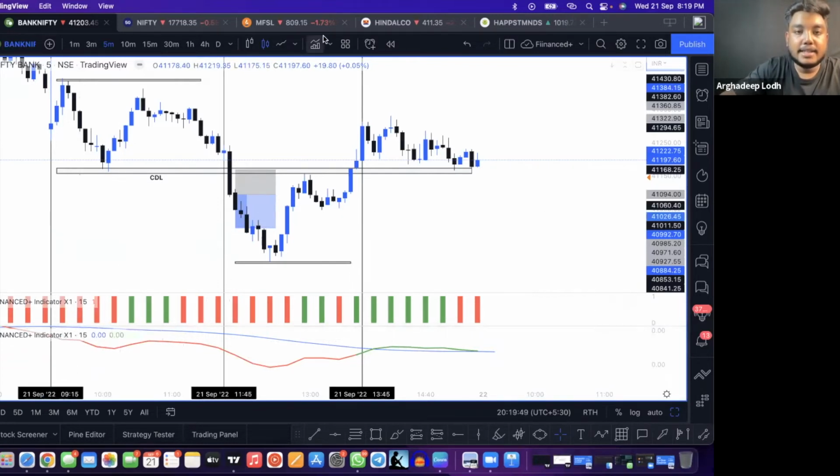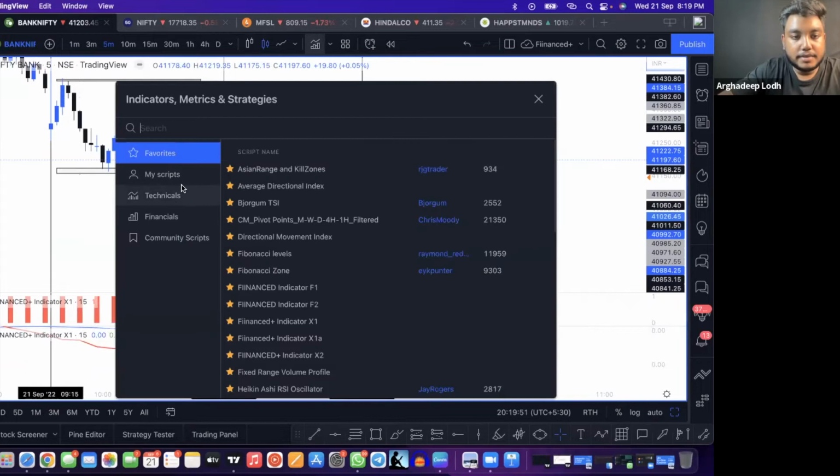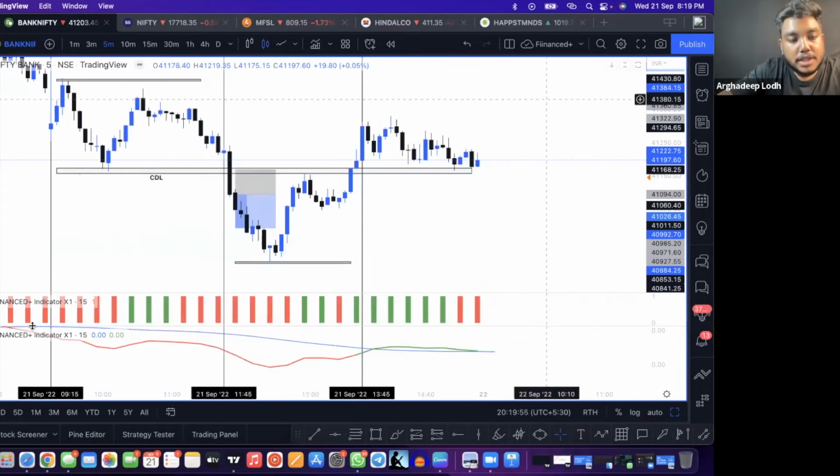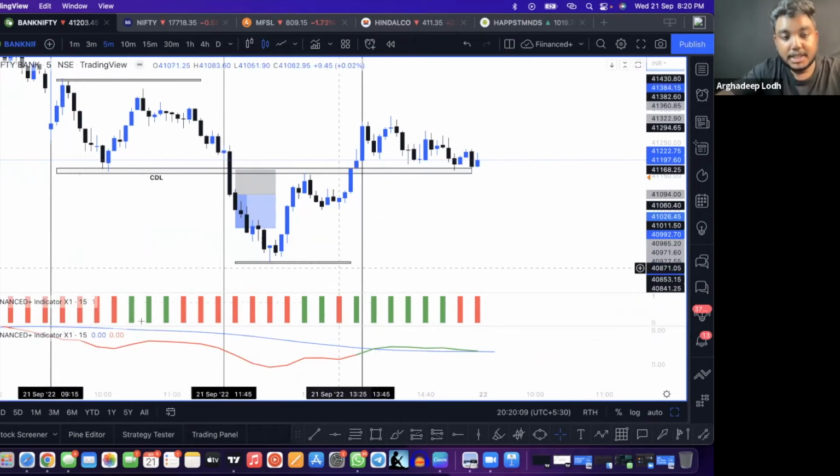When we add, यहाँ से हम add करेंगे, ठीक है ना? 2 things get added. Both of these are one indicator, ये दोनों अलग indicator नहीं है. When you add one, both of them will get added. So this is what the Finance Plus indicator X1 looks like.